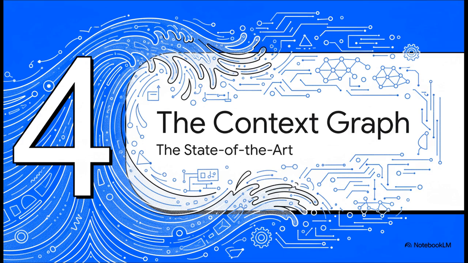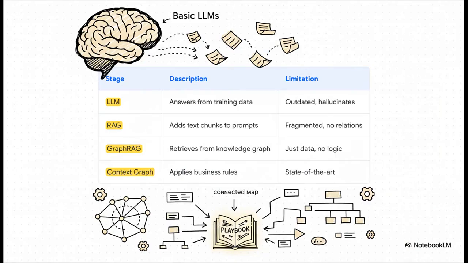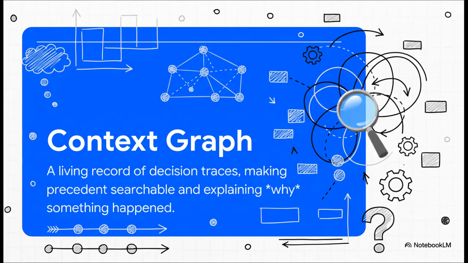And it's called the context graph. This table really lays out the whole journey for us. We started with the basic LLM, our consultant with amnesia. Then RAG came along and gave it a pile of notes. GraphRAG took those notes and organized them into a connected map of knowledge. But this final step, the context graph, does something fundamentally different. It doesn't just give the AI a map, it gives it the entire company playbook for how to use the map. So what is it exactly?